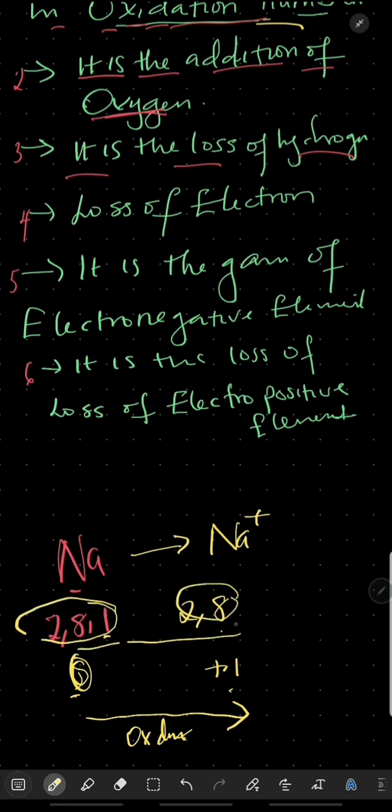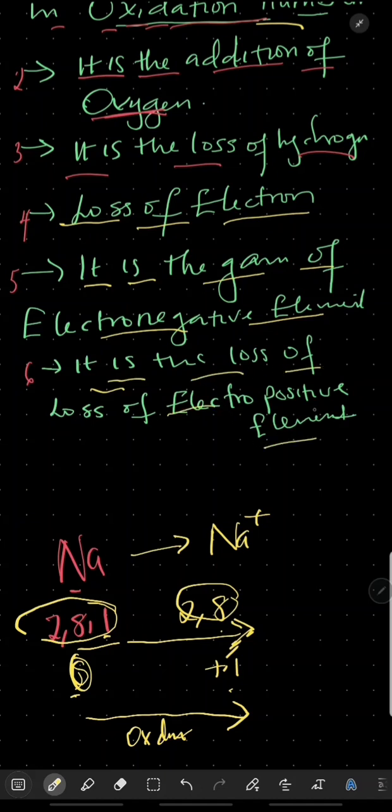So it simply means that the decrease in electron, or loss of electron, is called oxidation. So oxidation does not just end there. Oxidation is the gain of electronegative element. If it's gaining electronegative element, it means it doesn't like electropositive, so it's the loss of electropositive element.